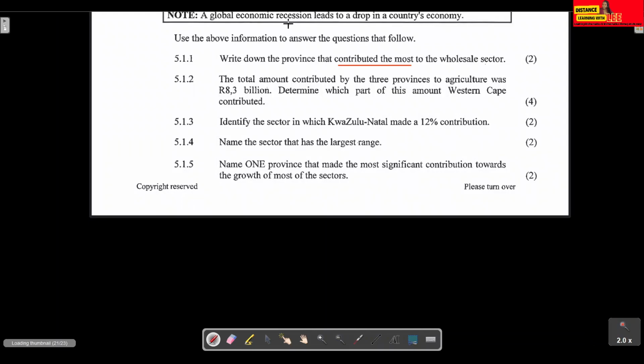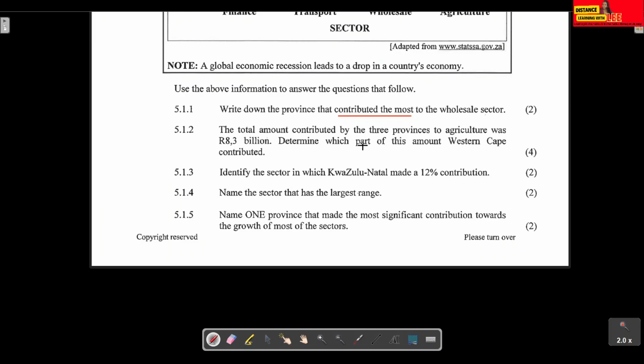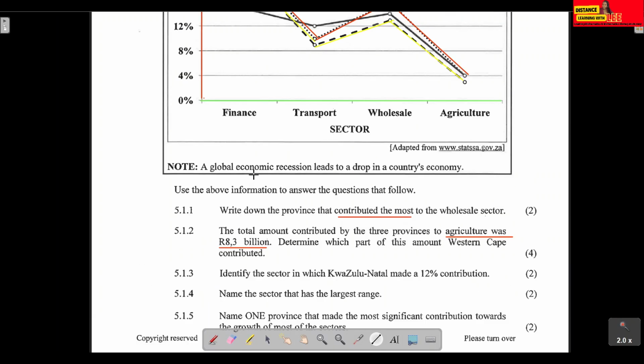Okay, let's go on to the next question. Question 5.1.2. The total amount contributed by the three provinces to agriculture was 8.3 billion. We need to determine which part of this amount the Western Cape contributed. With this question, guys, you need to be very careful, because we are told that the amount contributed by these three provinces to agriculture was 8.3 billion.